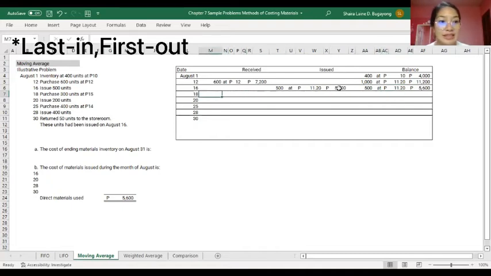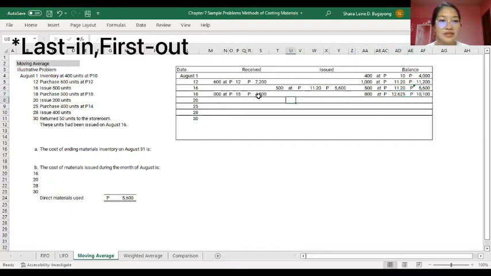So on August 18, nag-purchase na po tag 300 ka units at 15. So that is 4.5. So balance na to is 500 plus ang 300. So that's 800. And then ang cost niya 5.6 plus 4.5. Okay, so our unit cost is 10,100 divided by 800. So unit cost is now at 12.625.